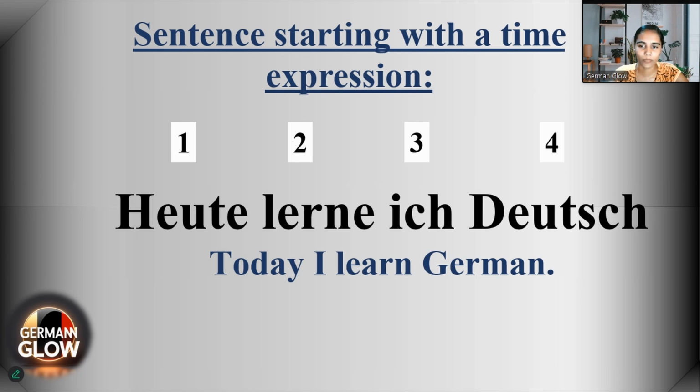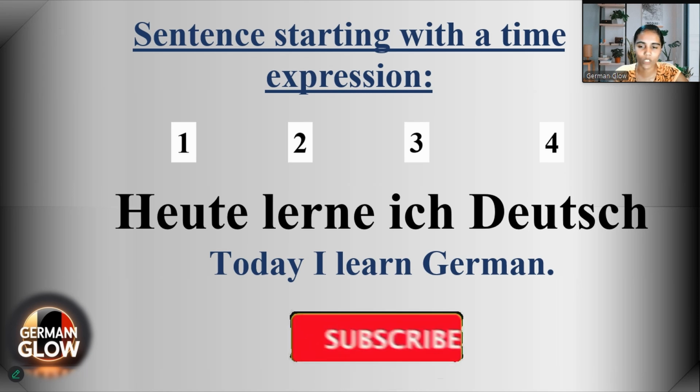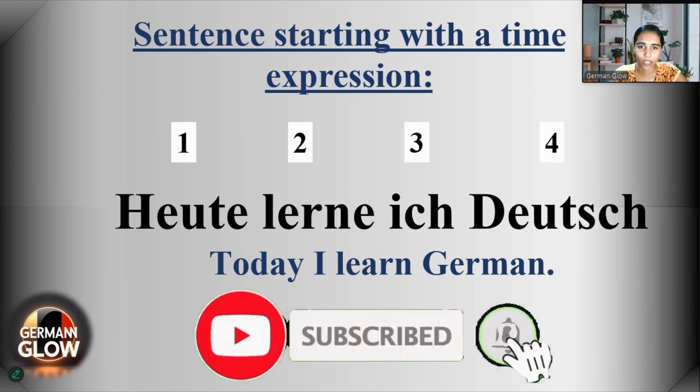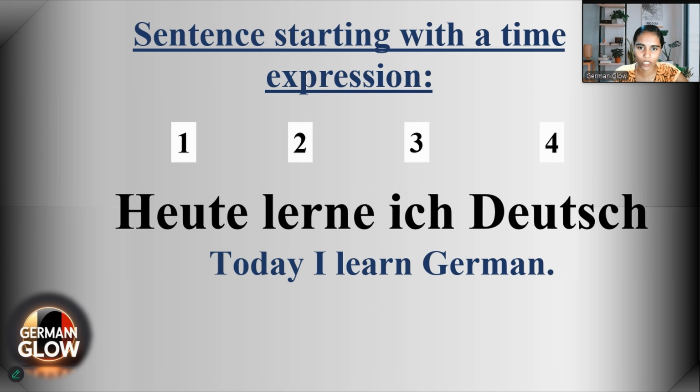The time expression is heute. Heute is the first element. The verb, lerne, is still in second position. The subject is ich. Ich moved after the verb. Even when time comes first, the verb stays in second position.